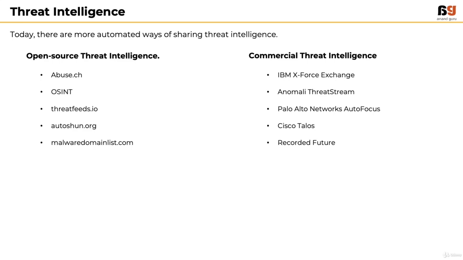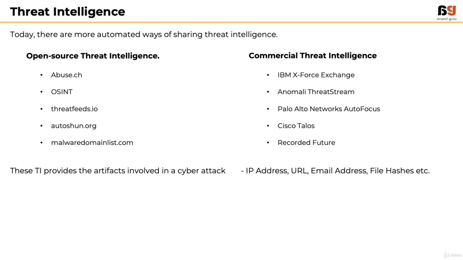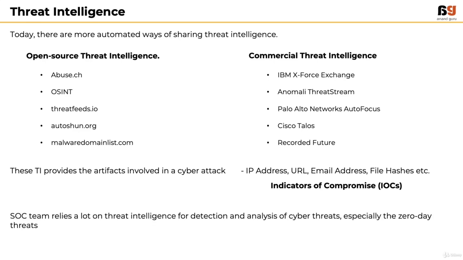Threat intelligence provides the artifacts involved in a cyber attack like IP addresses, URLs, email addresses, file hashes, etc. These are called indicators of compromise or IOCs. The SOC team relies a lot on threat intel for detection and analysis of cyber threats, especially the zero-day threats.